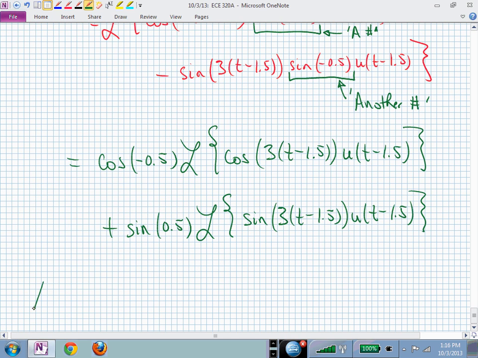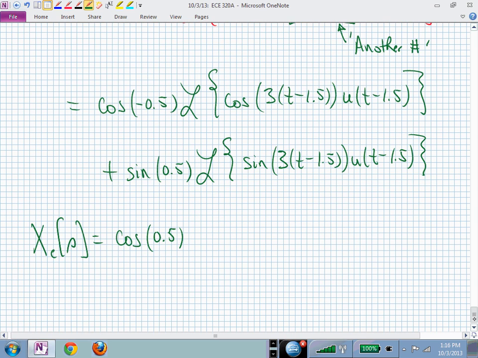Now can we get the Laplace transform? I now have the cosine, and the cosine's an even function, so I'll go ahead and just get rid of that negative sign in the argument. What's the Laplace transform of that first bracketed piece? What's the frequency? What's going to be in the numerator? Do I need to scale this by anything?